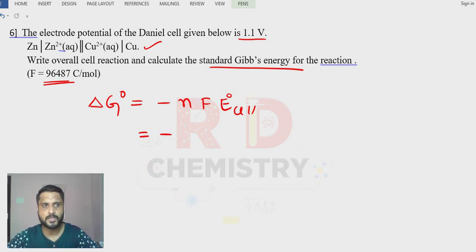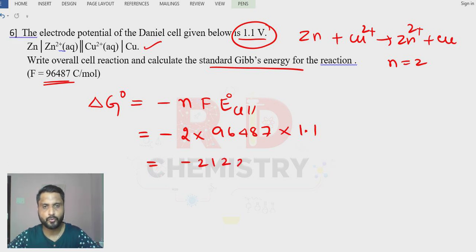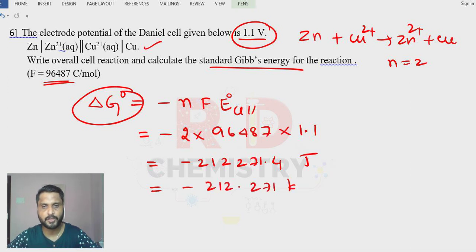So what is the overall equation? Zinc reacts with copper 2 plus from copper sulfate to give zinc 2 plus ions, and copper gets deposited. So the n value is equal to 2, as 2 electrons are lost and 2 electrons are gained. So 2 into Faraday's constant 96,487 coulomb per mole into E naught cell, given in the question itself as 1.1 volt. This answer comes to be minus 212,271.4, the unit of Gibbs free energy in joules. You can also write it as minus 212.271 in kilojoules. Okay, right?